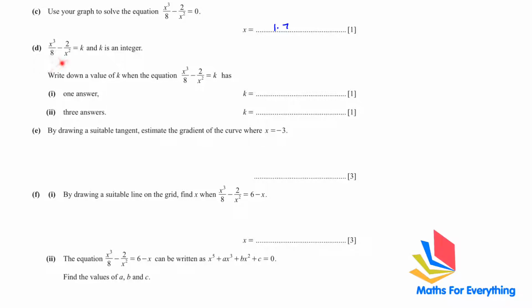Next, again the same equation is given, is equal to k, and k is an integer. Integer means a whole number. It could be positive or negative. Write down the value of k when the equation x cubed over 8 minus 2 over x squared is equal to k has one answer. So we can write any integer where the graph cuts the y at one place only.